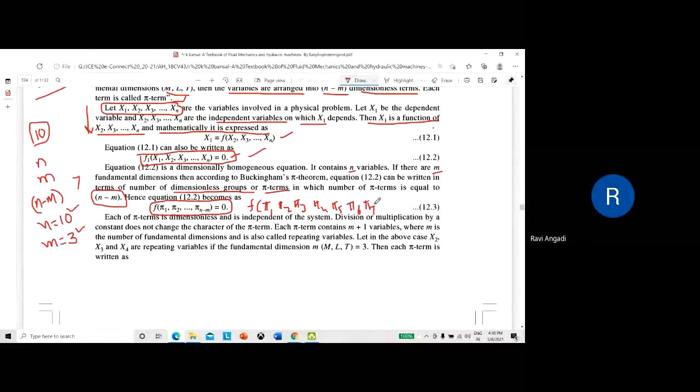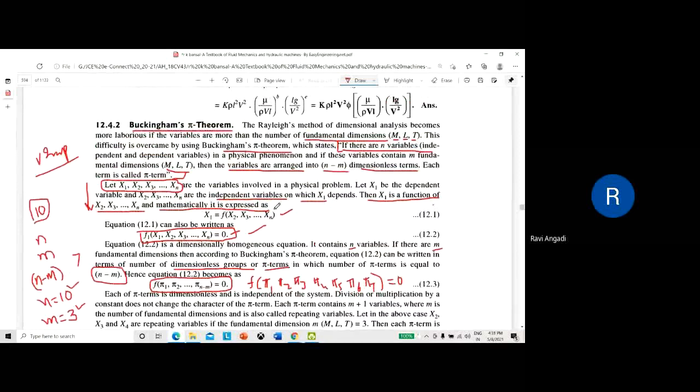Is equal to 0. See here, in this equation it is written n minus m. N minus m means how many? Up to 7 you have to get. That means how many dimensionless groups are you getting at last? 7. Now you understood the problem statement? Yes, sir. Please take the statement of the problem and take this derivation.